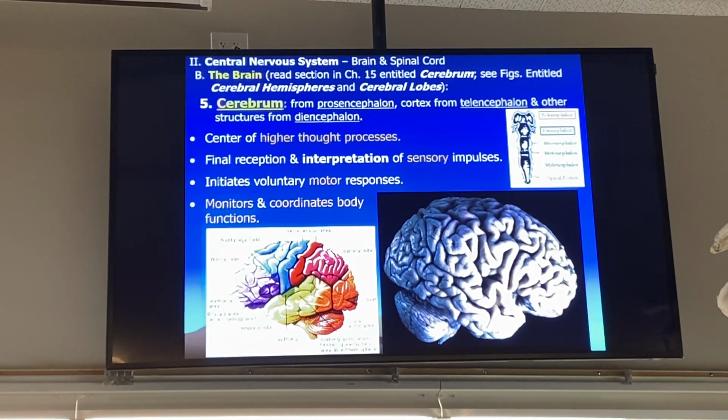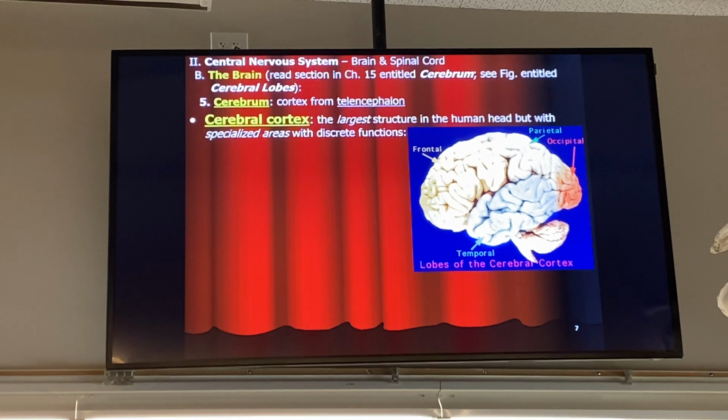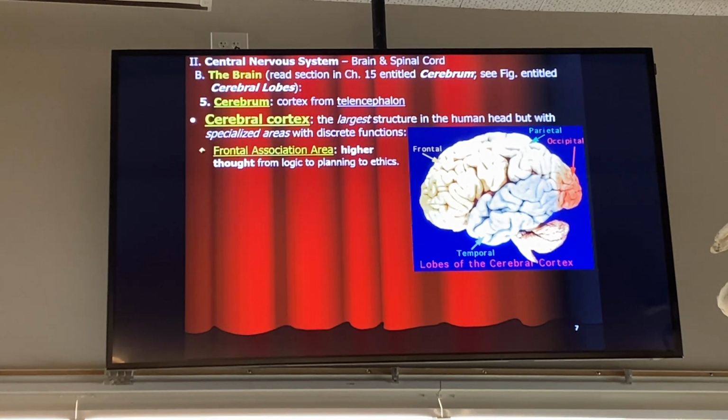I'm not going to have room for all that. Just be sure your flowcharts and outlines have everything highlighted, underlined, and bolded. Okay, the cerebral cortex again is the largest structure of the brain. Cerebellum, the second largest. It has four lobes. Cerebellum also has two hemispheres.